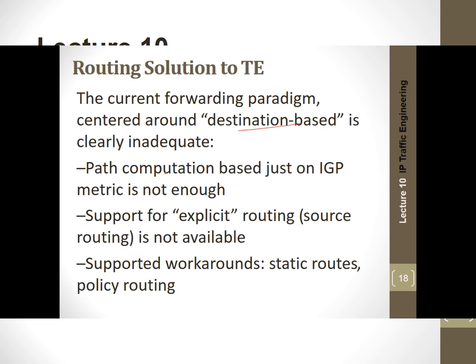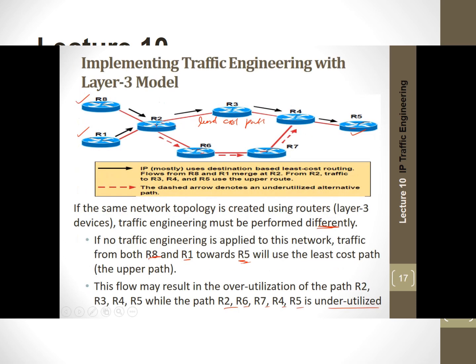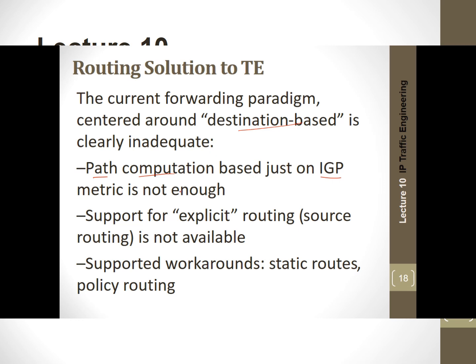Yani we are computing the path computation based on IGP metrics. One of the IGP metrics could be fewer hops, a smaller number of hops. So it says this type of computation of path is not enough. Another point, it says support for explicit routing, source routing is not available. Since we are not providing explicit routing, yani we are not forcing the packets to travel through the alternative path, this is also not available.